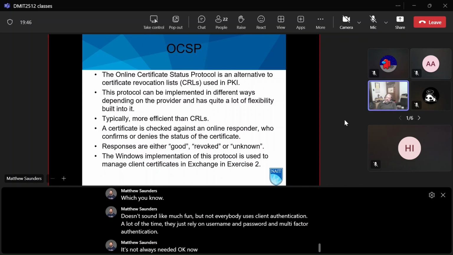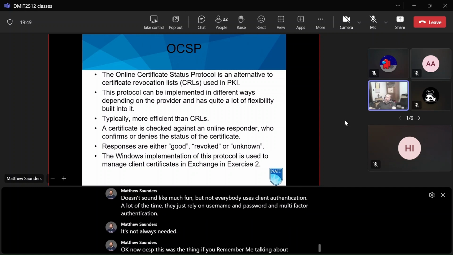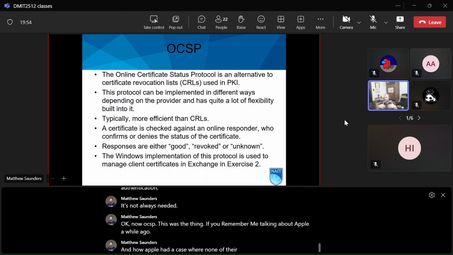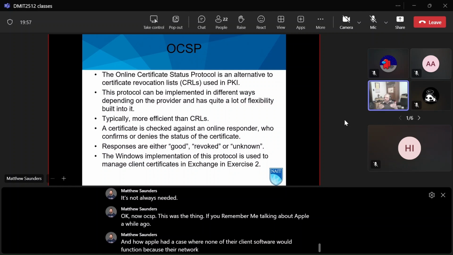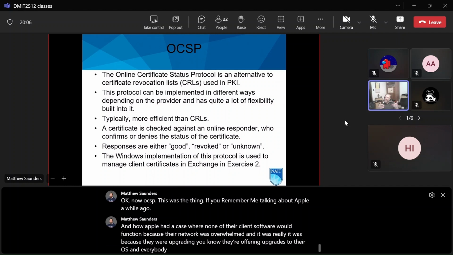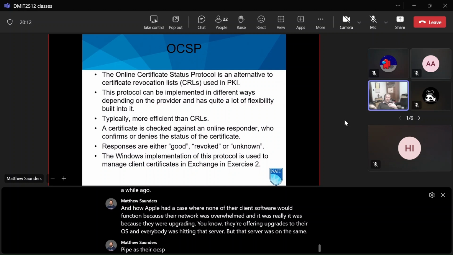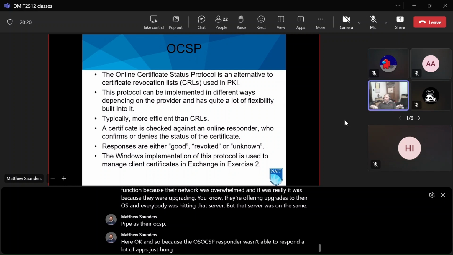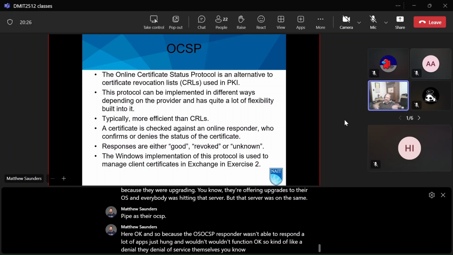Now, OCSP. This was the thing, if you remember me talking about Apple a while ago and how Apple had a case where none of their client software would function because their network was overwhelmed. It was because they were offering upgrades to their OS, and everybody was hitting that server, but that server was on the same pipe as their OCSP responder. And because the OCSP responder wasn't able to respond, a lot of apps just hung and wouldn't function. So kind of like they denial of service themselves, essentially.